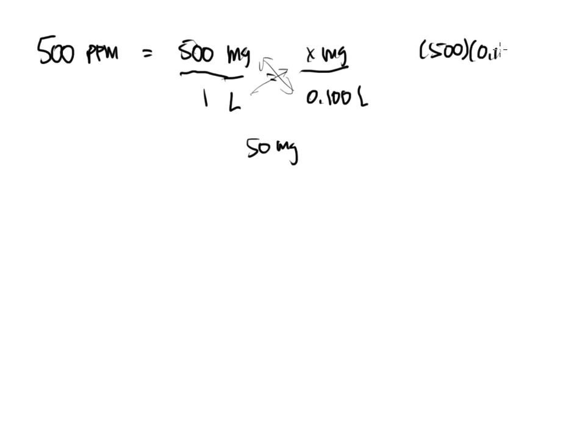500 times 0.1 equals x times 1. So multiply those two, divide by 1, and you'll get 50 as an answer. 50 milligrams.